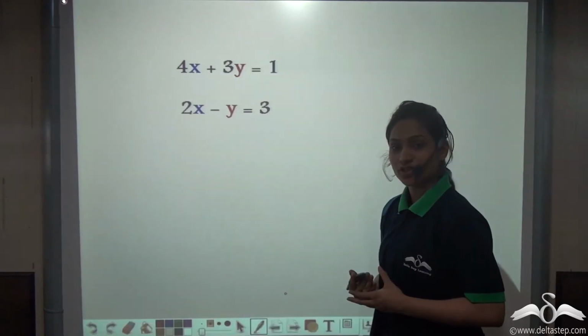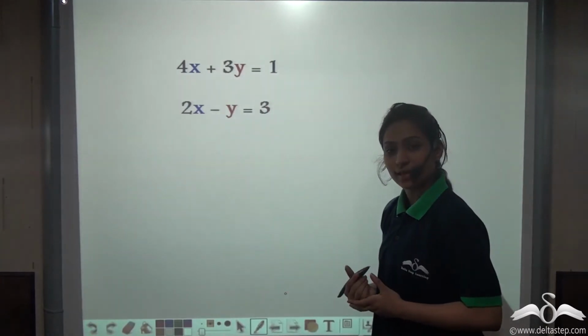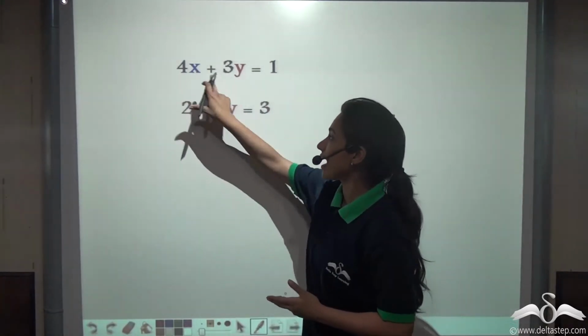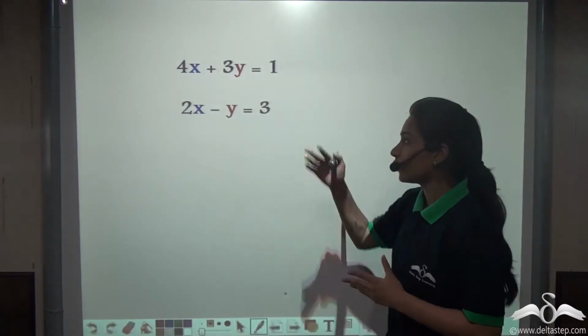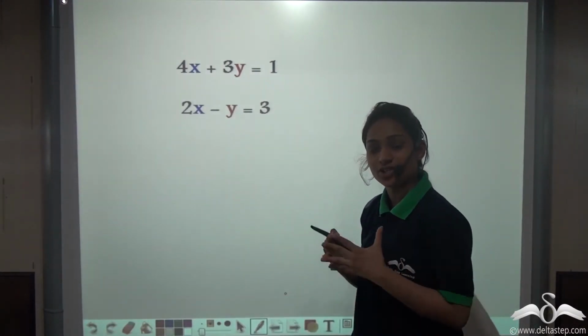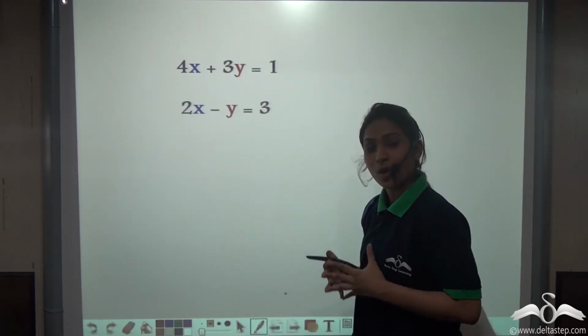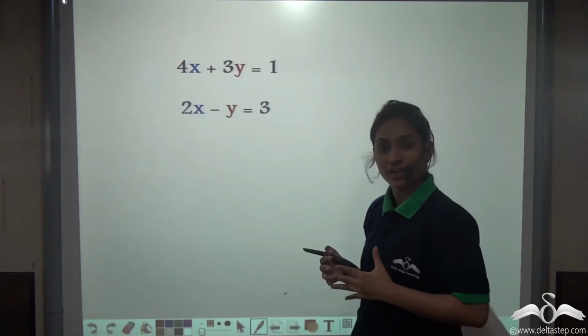Look at these two equations. You can see that they are simultaneous linear equations in two variables x and y. Now you know that these equations can be solved algebraically, that is by the elimination or the substitution method, or by solving them graphically. What happens when we solve them graphically?